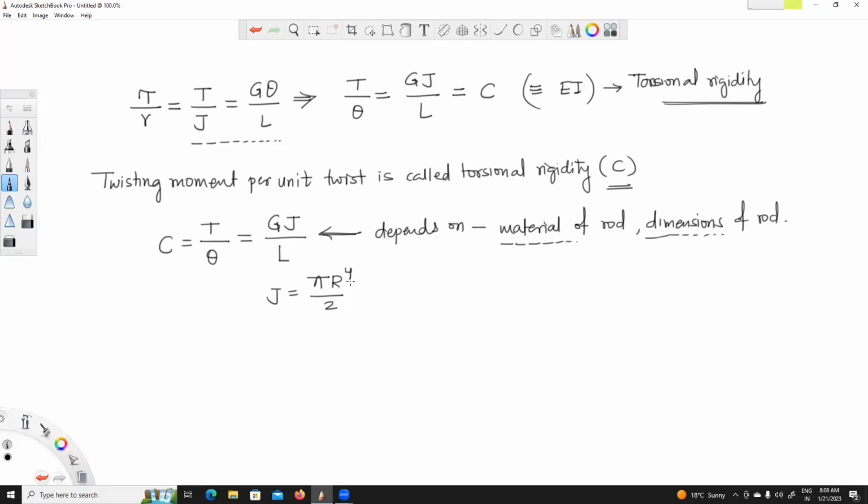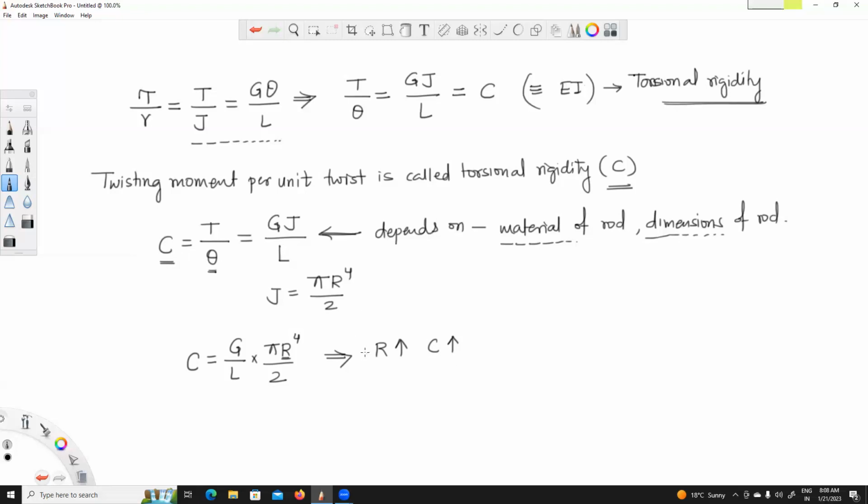So finally, if I simplify this expression for the modulus of rigidity, what I get here is G upon L, and the expression for J is pi r raised to 4 upon 2. So from this you understand that if your radius is more, then your torsional rigidity would be more. So what is meant by more torsional rigidity? More torsional rigidity means less angle of twist. You can see that in the expression and the relation here. The less the angle of twist, the more the torsional rigidity. So if your rod has more torsional rigidity, it will be subjected to a smaller angle of twist.